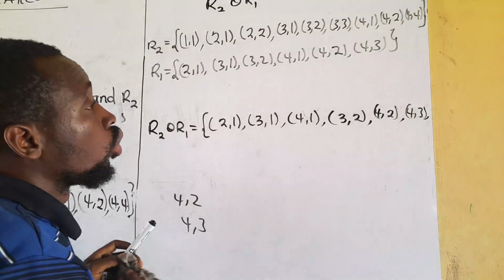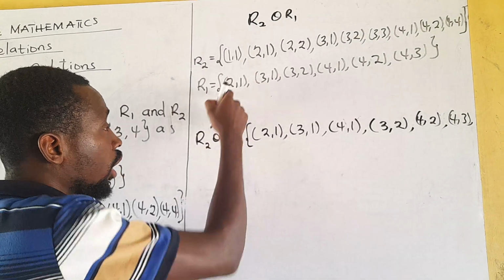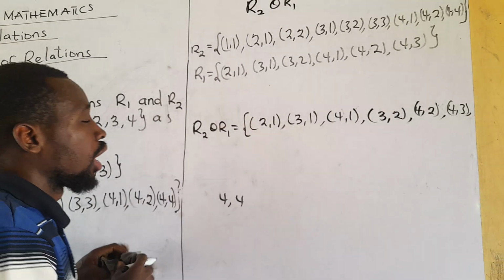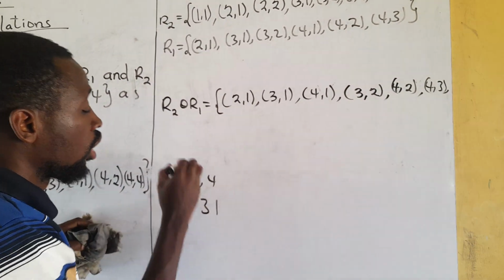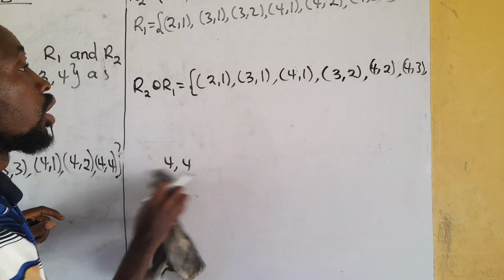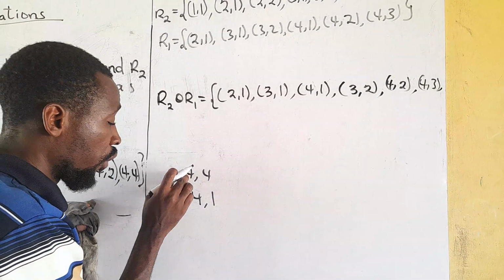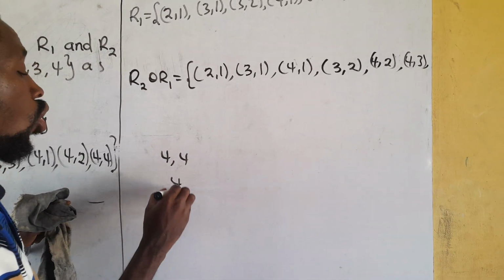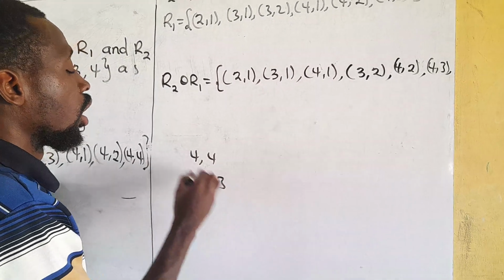Then we take the last one, which is 4 4, and match it. 4 4 against 2 1, you can see there will not be any such corresponding. If you see immediately that there will not be such corresponding, you just ignore it to be faster. 4 4 against 3 1, no such corresponding. 4 4 against 3 2, no such corresponding. 4 4 against 4 1, no such corresponding. 4 4 against 4 2, no such corresponding. Then 4 4 against 4 3, there is no such corresponding.